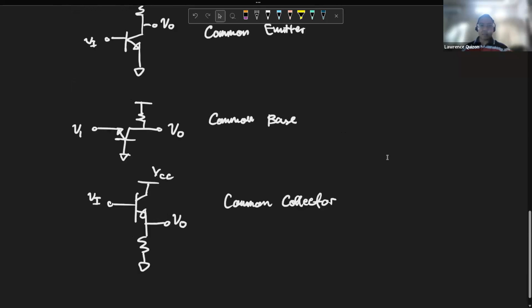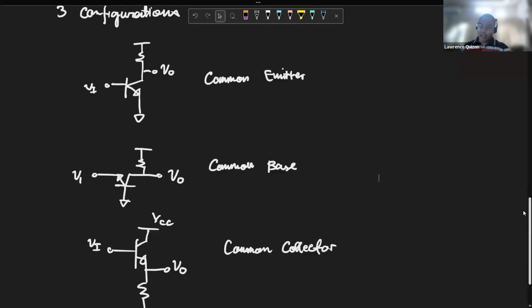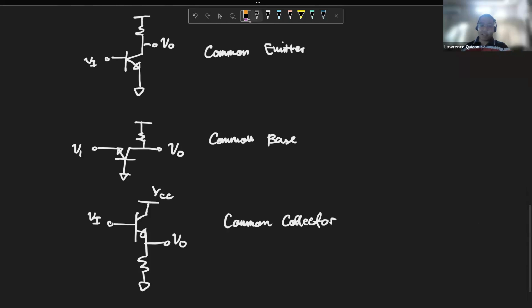Now let's talk about why we would prefer some types over the other types. The common emitter is actually the topology with the highest gain. That's why we keep talking about it, and most of the problems that you will ever see are common emitter, because we get the highest gain in common emitter.